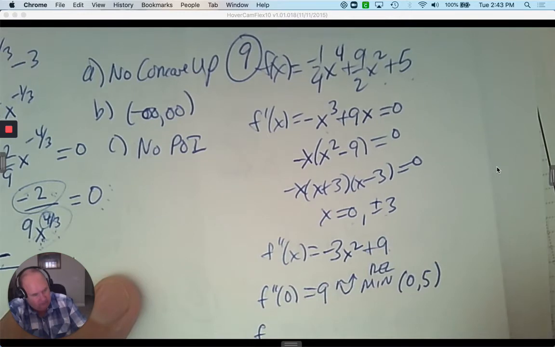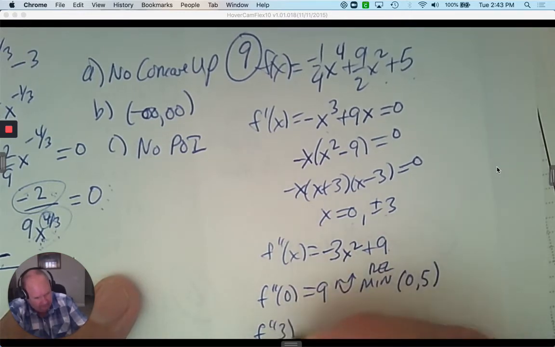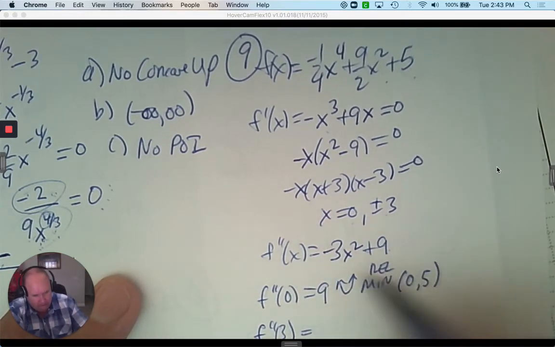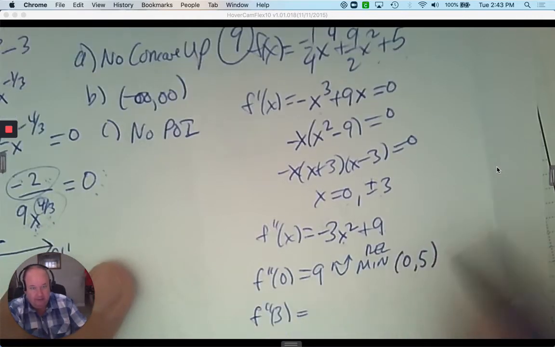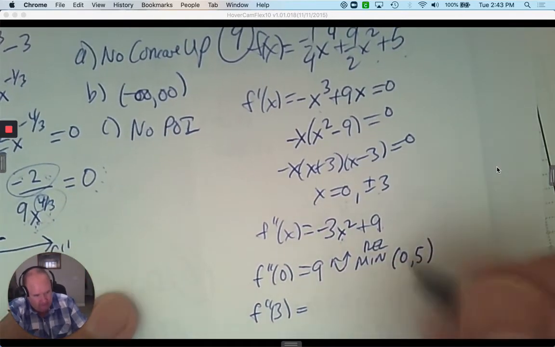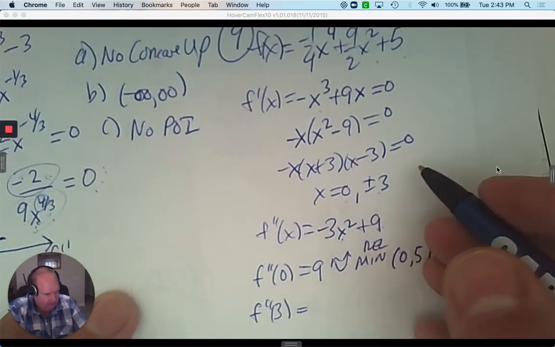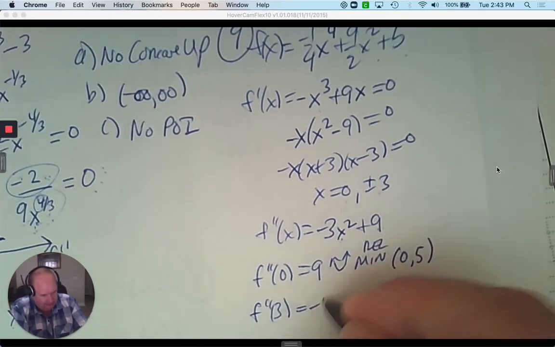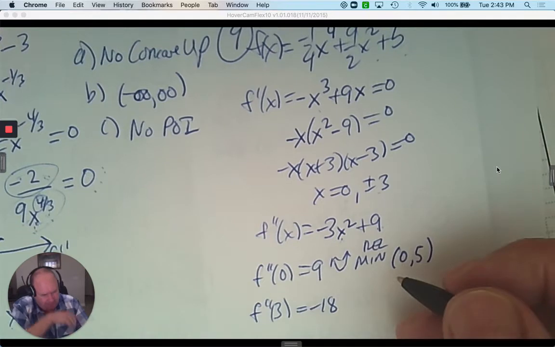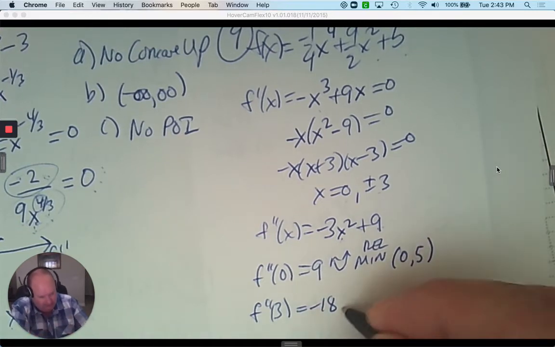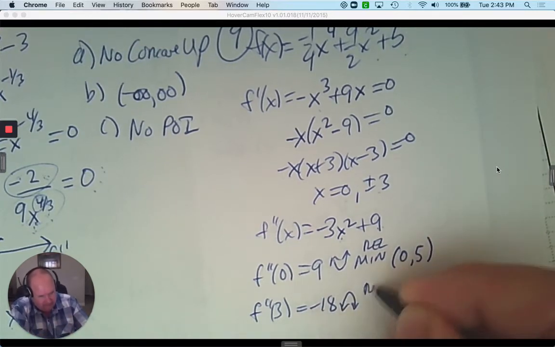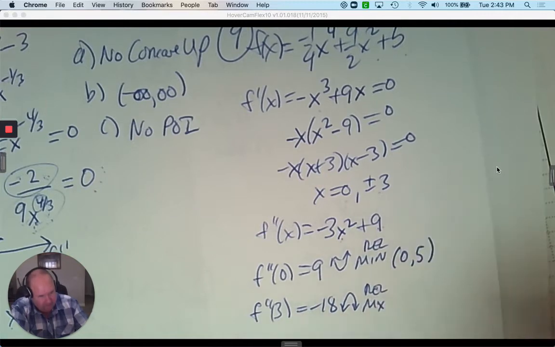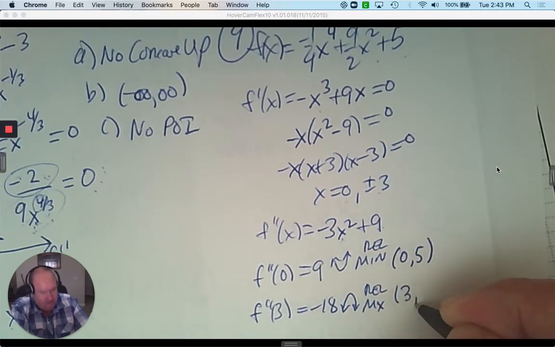For the next one, which is 3, if I plug positive 3 into the second derivative, you get a negative answer. And I don't actually care what the actual negative number is. I'll figure it out for you. Negative 27 plus 9, negative 18. What I care about is that the answer is negative. That means it's concave down, so that is a relative maximum. So at 3 is a relative maximum.